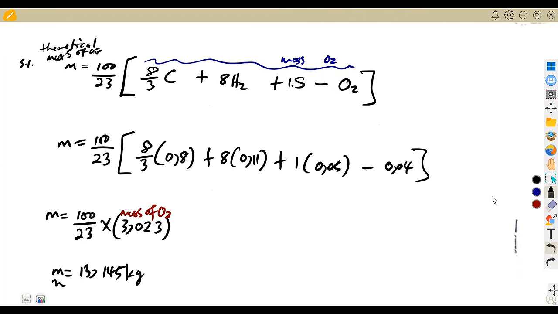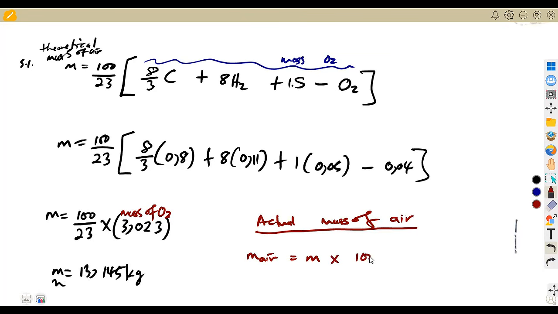So we've got the theoretical mass, which is not important for us, because to obtain N2, the nitrogen, we need the actual mass of air. So we are going to calculate the actual mass of air. From the excess oxygen that we are given, the actual mass of air is going to be the theoretical mass times 100 plus the excess air percentage over 100.